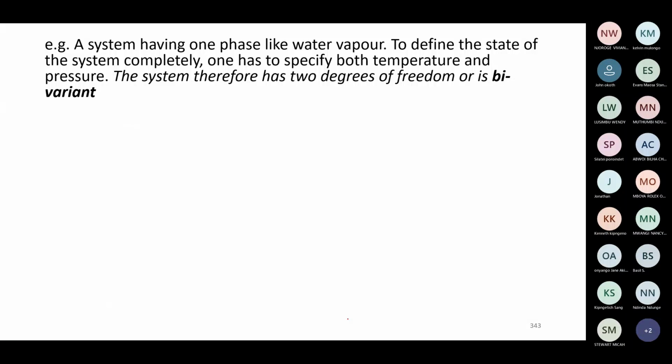For example, a system that has one phase like water vapor. To define the state of this system completely, you have to specify the temperature and the pressure. So the system, therefore, you can say that it has 2 degrees of freedom, or is bivariant, because you need to specify the temperature and the pressure.